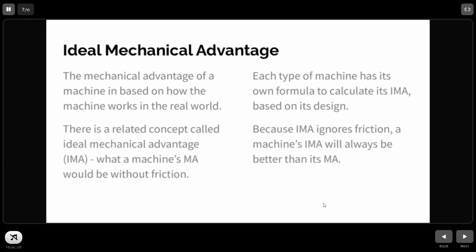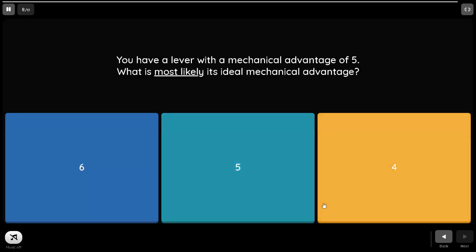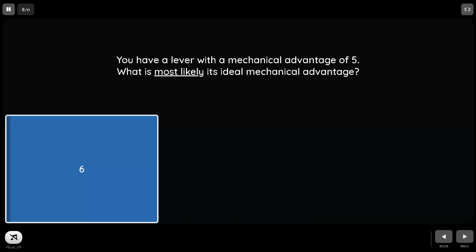If you have a lever with a mechanical advantage of 5, what is more likely its ideal mechanical advantage? The ideal mechanical advantage is better than the mechanical advantage of our real world. So will it be less than, equal, or greater? Greater, 6. Greater.